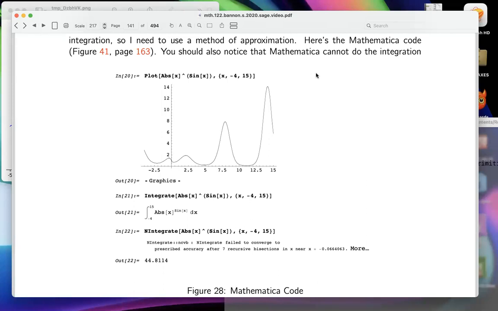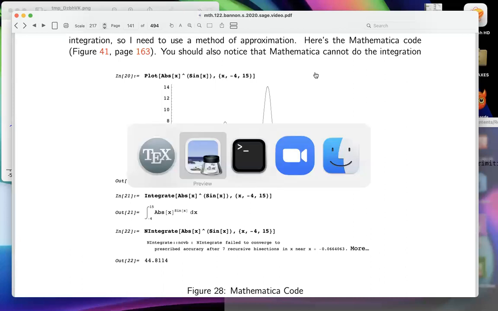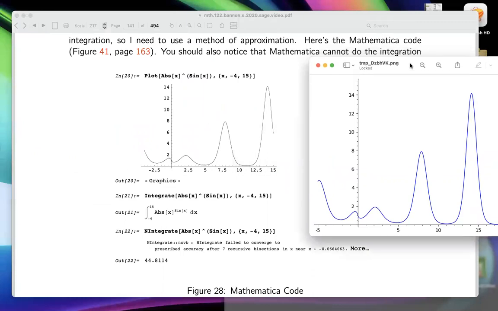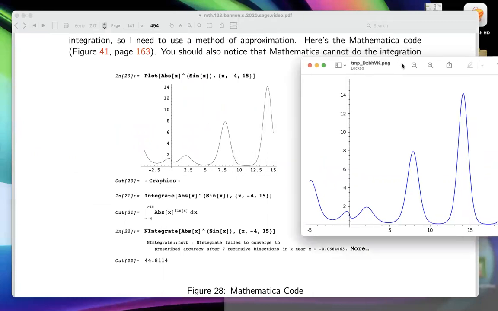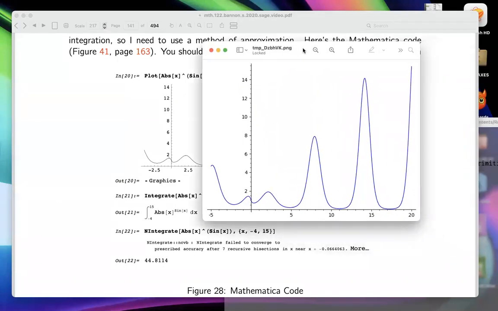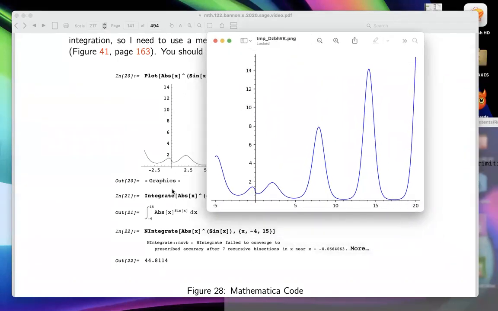So anyway, this is the graph. Let me go back over here to my little image. Not bad. Certainly the Mathematica graph and this graph are relatively the same. I hope you realize that. And I'm looking at the Mathematica Code. And again, they had the answer they spit back when they integrated it. And that was numerical integrate. Really the same type of command, by the way. And they said it's 44.8114.